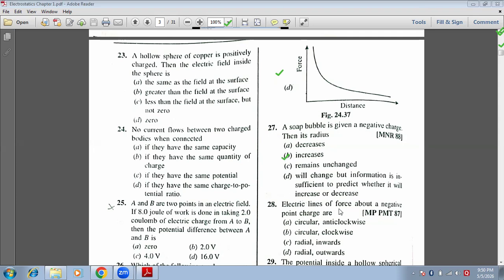Electric lines of force about a negative point charge are: option A, circular, anticlockwise. Option B, circular, clockwise. Option C, radial inwards. Option D, radial outwards. Correct answer, option C, radial inwards.